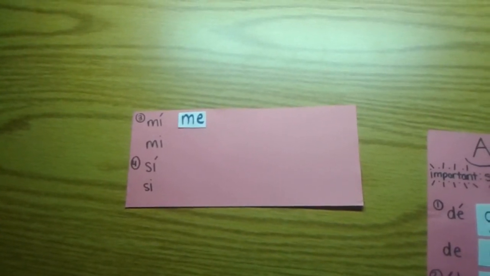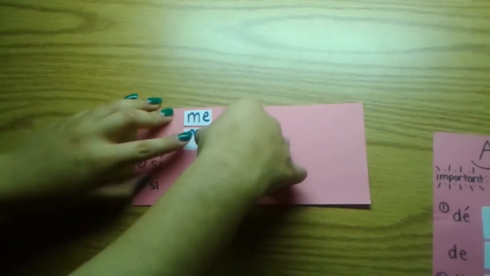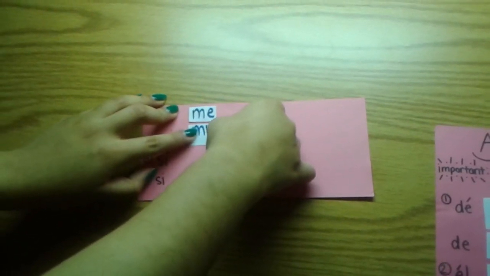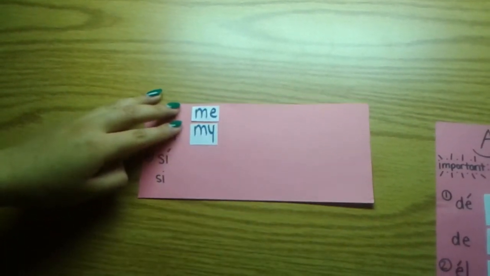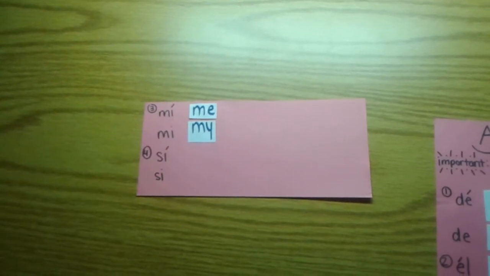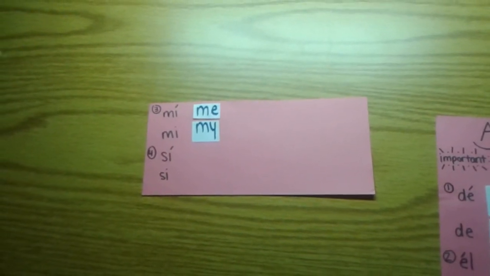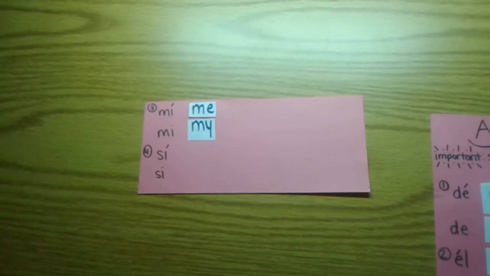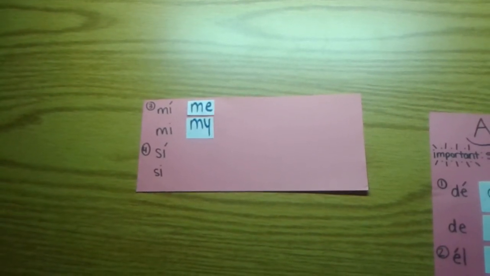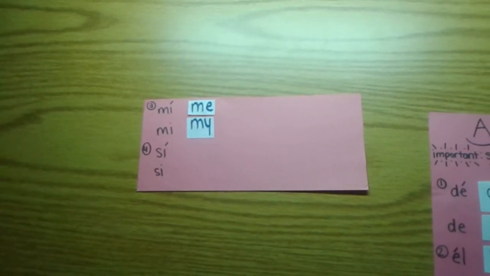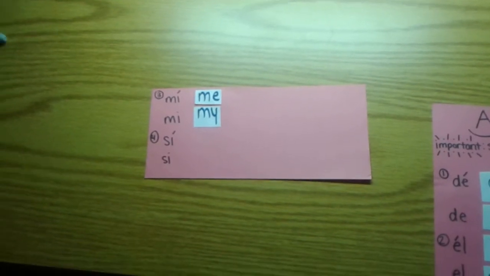These two are very similar because unlike the other two sets of words, they each mean a different thing. But mí and mi, they're a little bit similar.